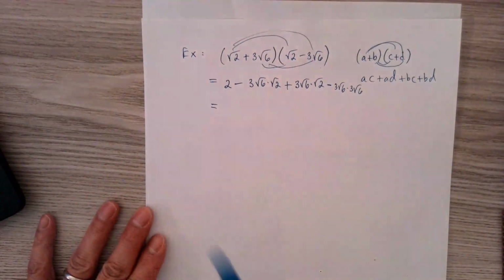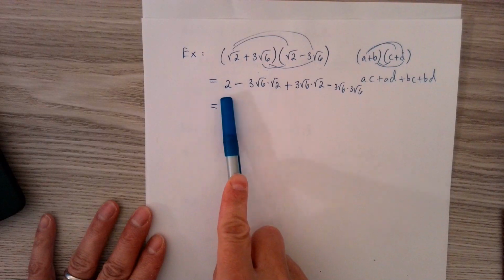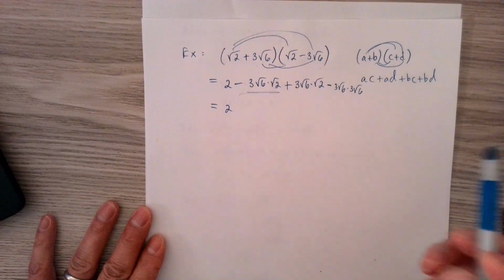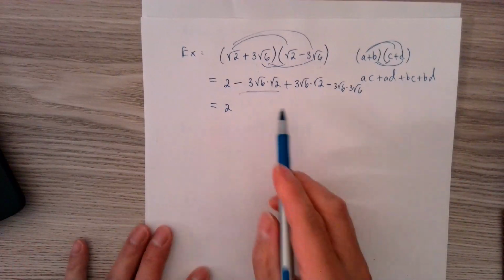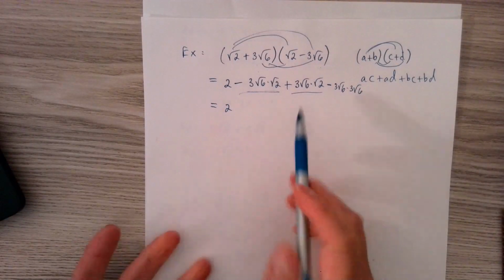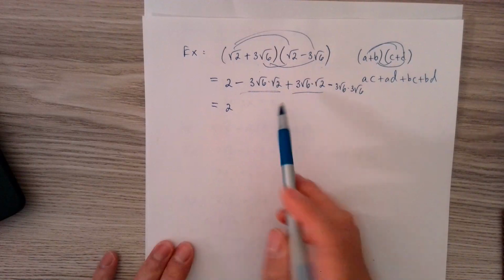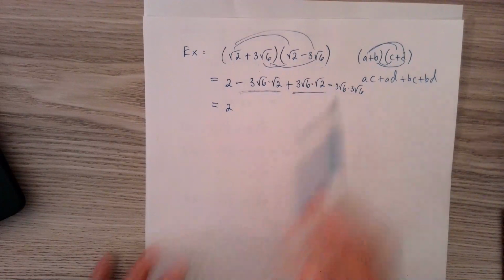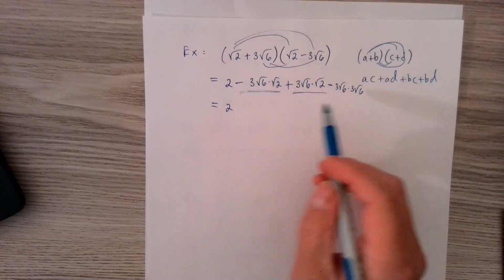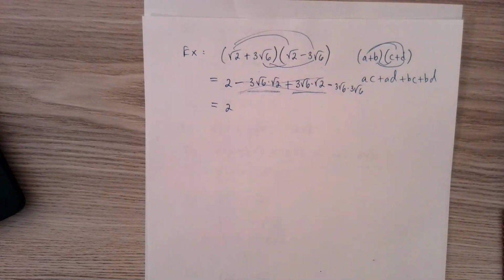Okay, now I got to do some simplifying. The 2, there's nothing I can do with that. This, yes, could be simplified, but look at what's right next to it. This, which is identical to that except for the sign. So this and this, the negative 3 rad 6 rad 2 and the positive 3 rad 6 rad 2, they are additive inverses, so when we add them, they're going to become 0. So I actually don't have to do anything there. I can just act like they're not there.